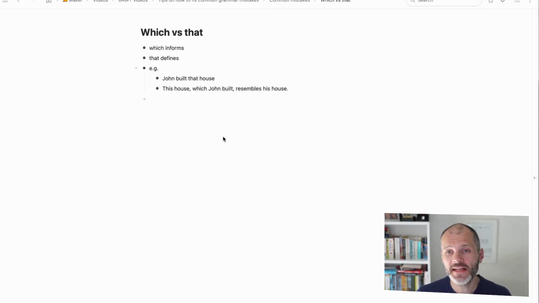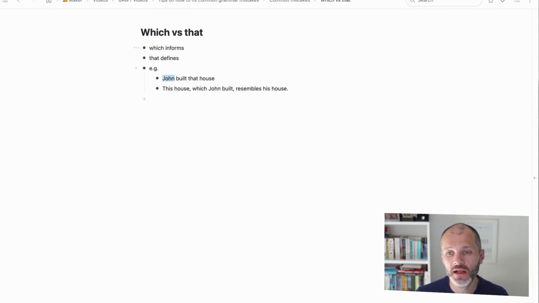The next grammar mistake to look out for is how you're using the words "which" and "that" in your sentences and in your writing. So here's a piece of shorthand that I refer to because this is a mistake that I make all the time. "Which" informs. It's kind of like an addendum or an extra piece of information which adds some context to your sentence. So it gives the reader a bit more information. "That," on the other hand, provides a definition. It's a critical part of the sentence which cannot be removed.